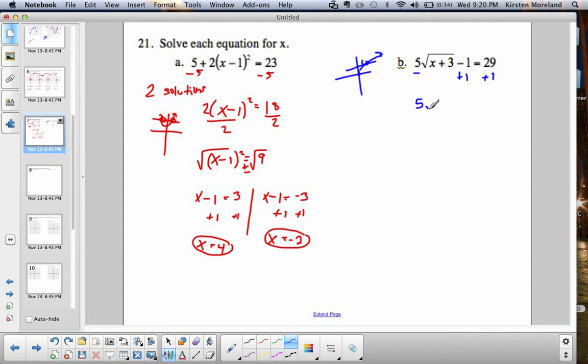So I get 5 square root x plus 3 equals 30. Then I got to get rid of the 5, so I'm going to divide by 5 on both sides. That says 30, not 50. I get the square root of x plus 3 equals 6. Now I can square. And anything squared is always going to be positive, so I get 36. And then minus 3 for my last step. I get x equals 33.